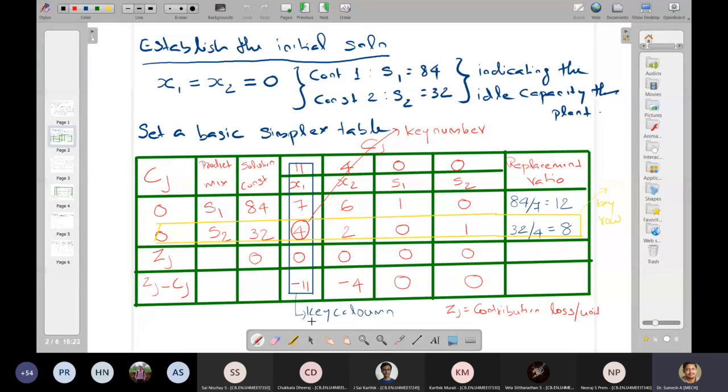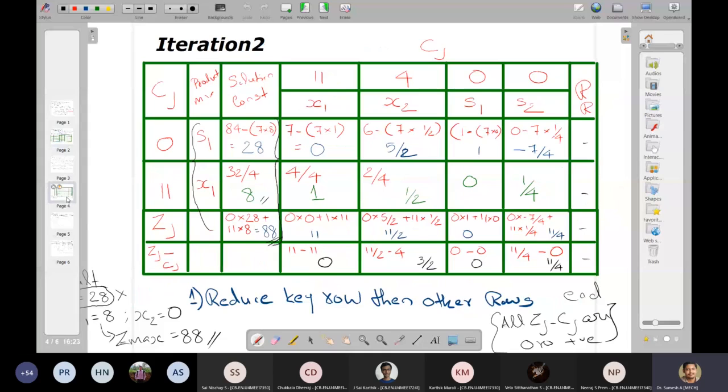Then the solution constant is divided by the key column element. You get the replacement ratio. The positive minimum is selected as the key row. The intersection of the key row and key column element, we find as the key number. Then I move to the next iteration. In the next iteration, first I reduce the key row, which is nothing but the old element divided by the key number. The entire row is transformed.